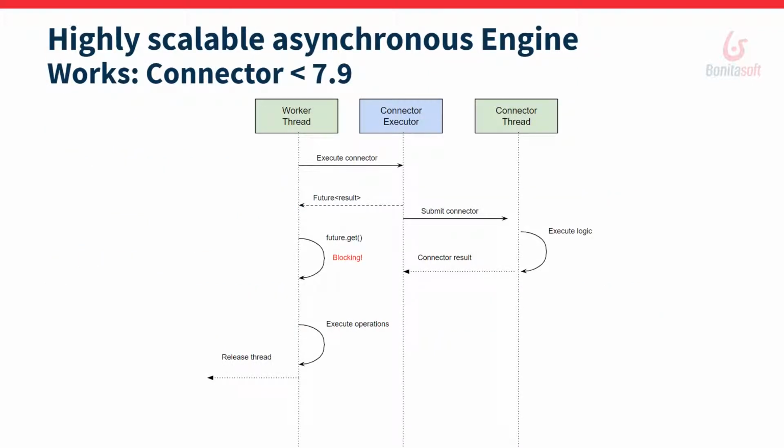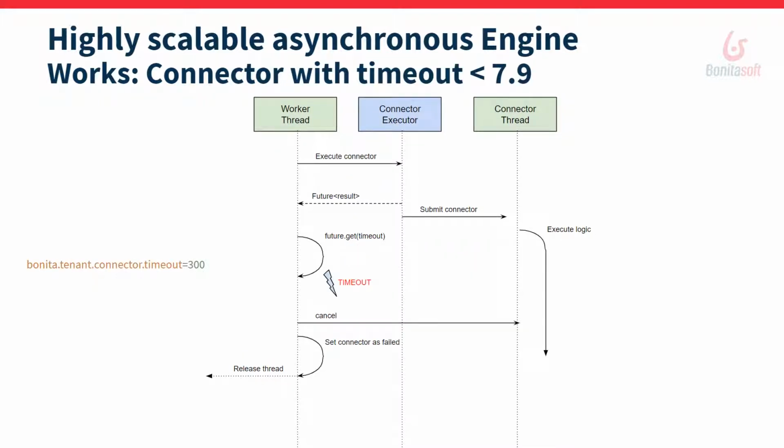Basically, on this sequence diagram you can see that the worker thread previously was giving the order to execute a connector to what we call the connector executor, getting back an answer, and it was blocked until the connector finished execution in the connector thread. And in the case of connectors that were quite long to execute, you might reach a timeout, and in such a situation it was up to the worker to cancel the execution of the connector, to cancel the thread.